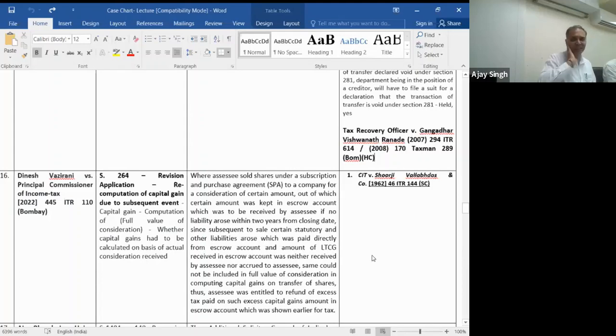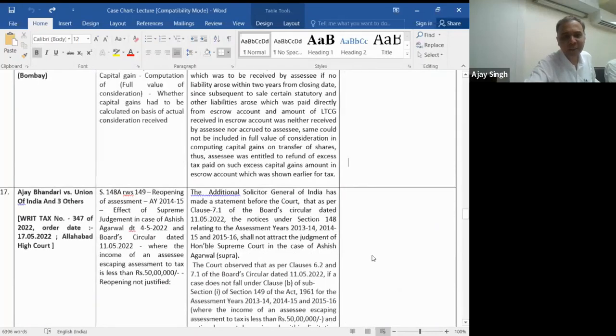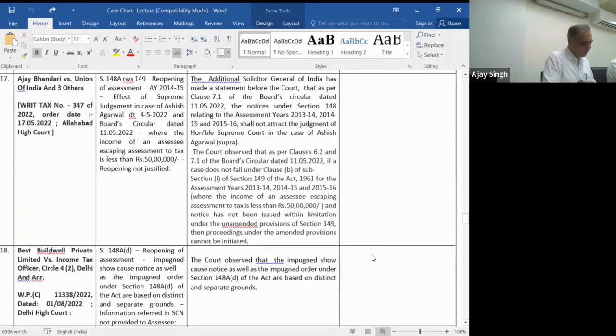So coming to the next decision, Ajay Bhandari. This was in context to 148, read with section 149. So this is an important decision which had for assessment year 14-15, where this matter when came up before the Allahabad High Court.